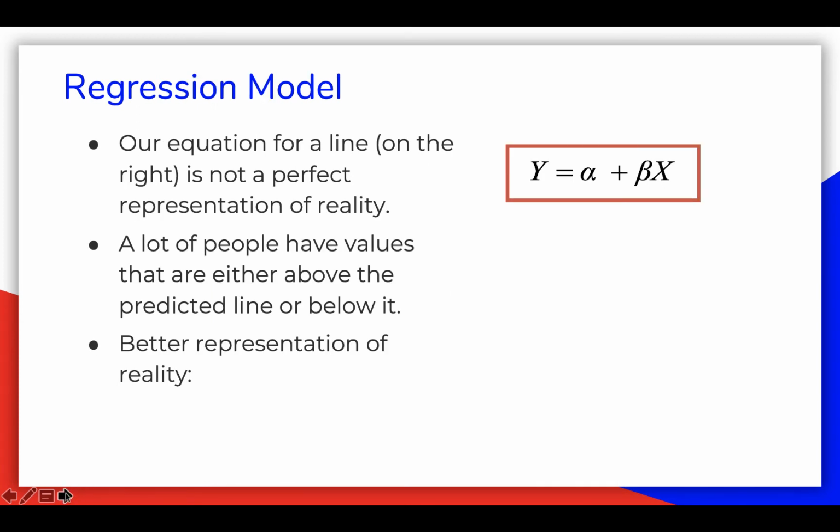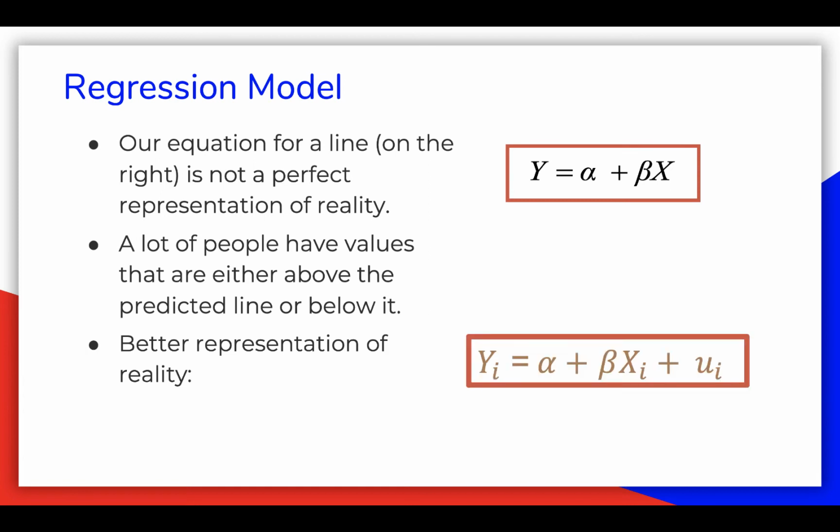So the thing is, though, our equation for a line, which is here, is not a perfect representation of reality, right? For every 10 volts that I increase, on average, it would likely lead to a 0.12 decrease in the number of items people can remember, but that's on average. It's not for every single person, so therefore it is not a perfect representation of reality. So a lot of people will have values that are either above or below that predicted line.